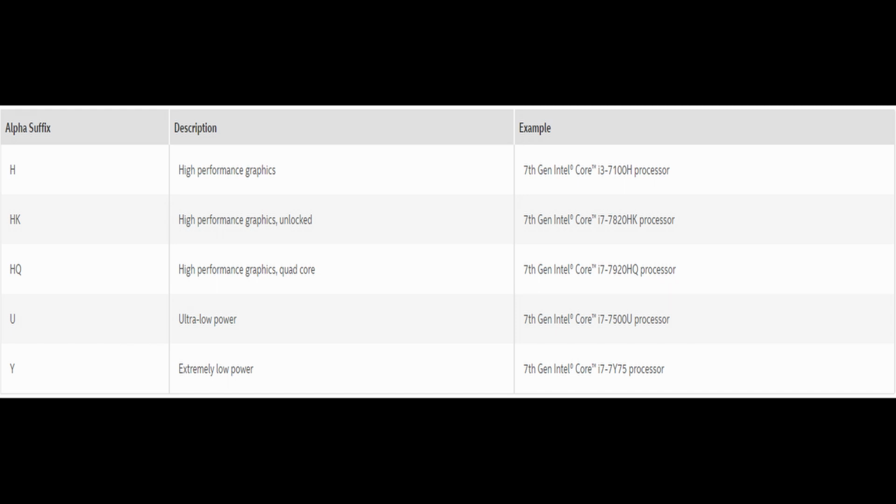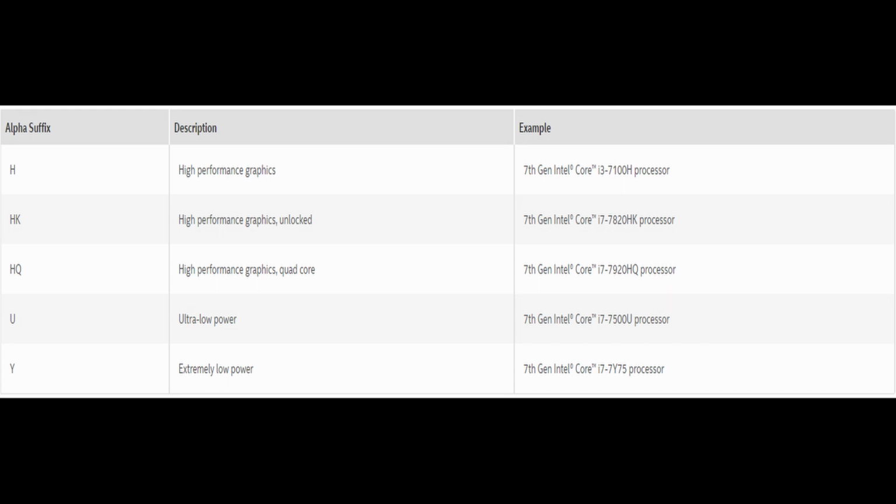Up next is H, HK and HQ. H indicates that the processor is equipped with more powerful graphics, although this is still Intel's integrated chip and these are not as powerful as those found in G designated chips. HK and HQ denote that the processor is either unlocked or has 4 cores respectively, in addition to having advanced graphics.